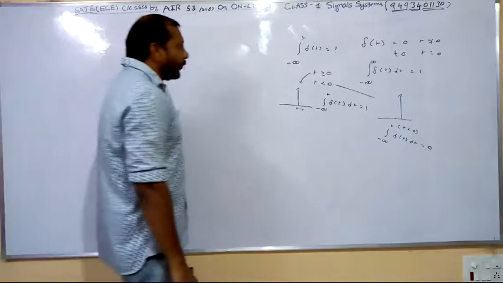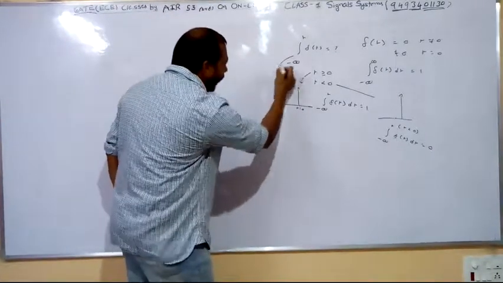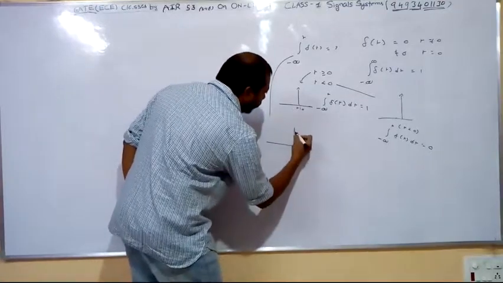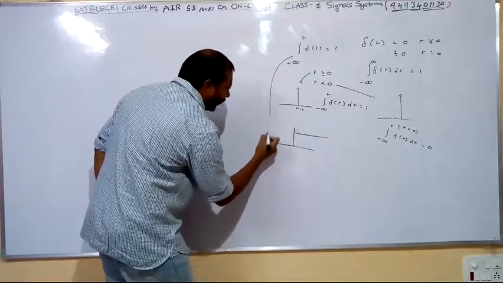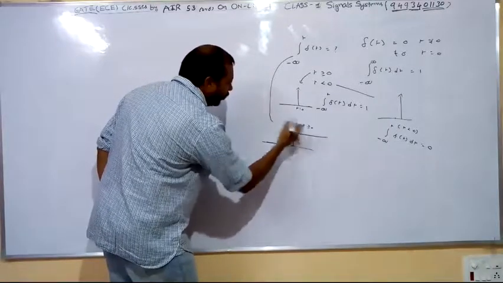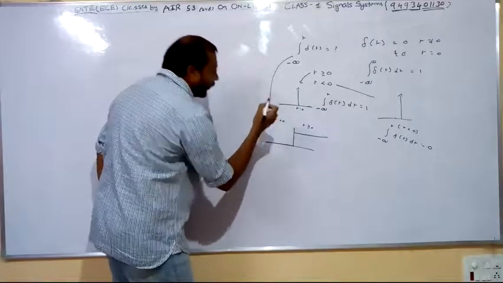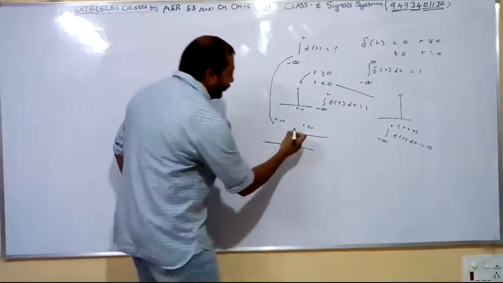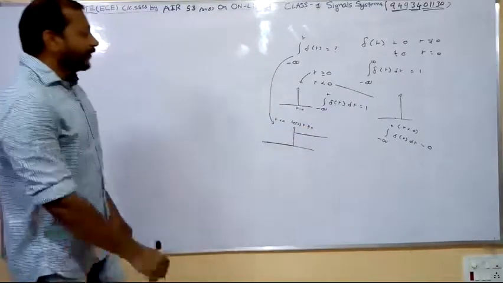So finally we can conclude this value is equal to 1 for t greater than or equal to 0, and equal to 0 for t less than 0. This is the region for t greater than or equal to 0, and this is the region for t less than 0, where the value is 0. This signal is named the step signal u(t).